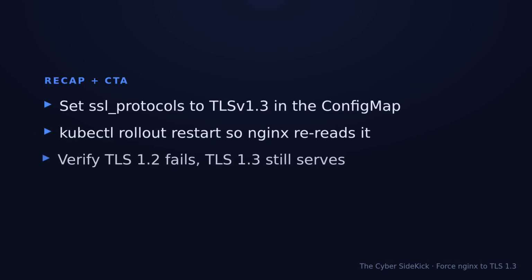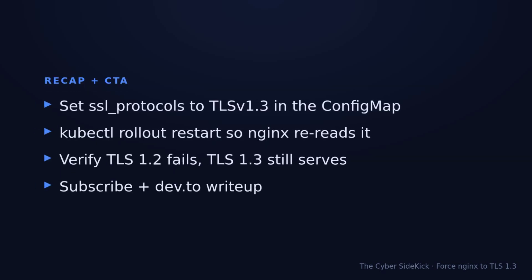Edit the ConfigMap to TLS 1.3 only. Roll the deployment so nginx rereads it, then prove a TLS 1.2 request fails, while a normal request still works.